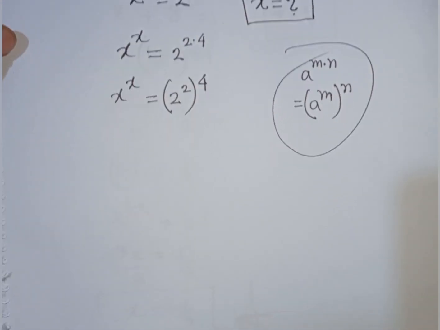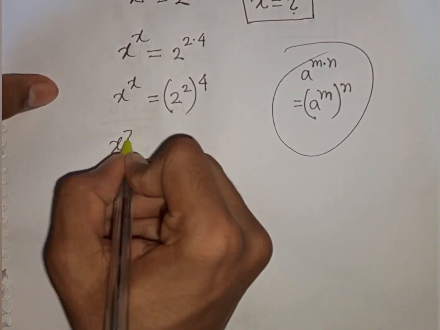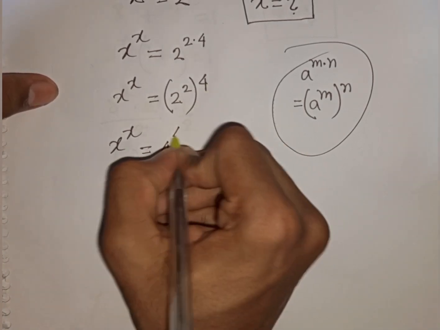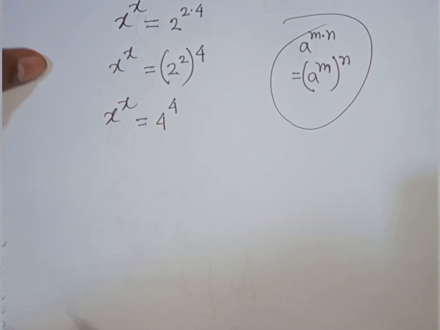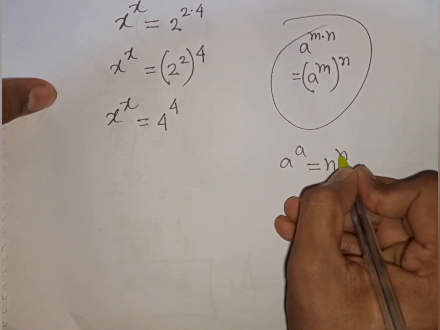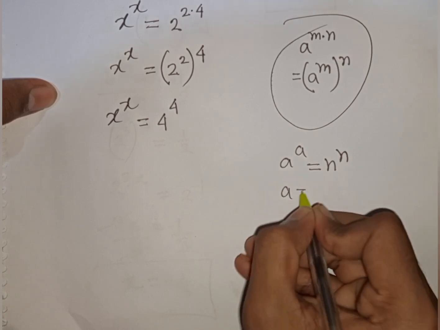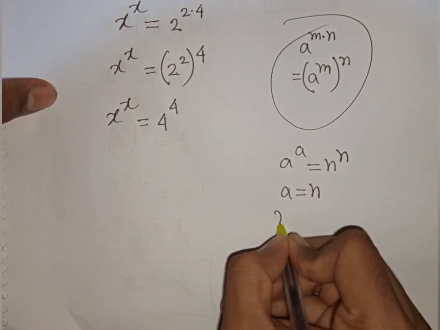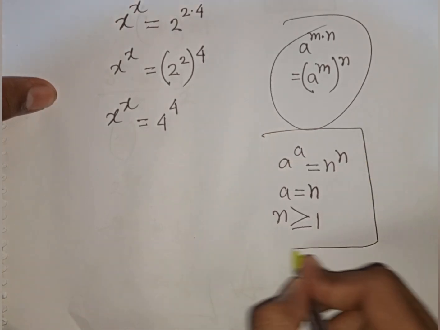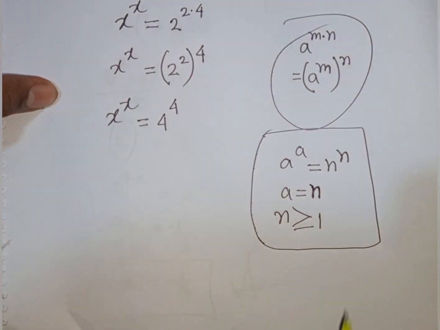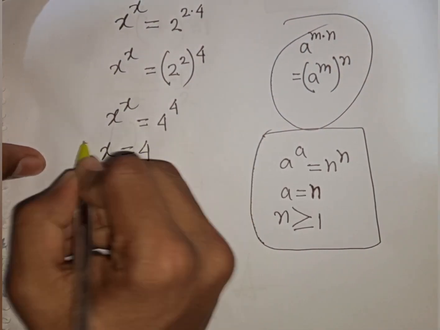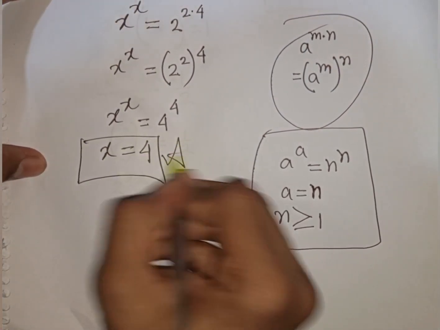Now we have x power x is equal to 2 power 2, which is the same as 4, then power of 4. Now here you can apply the rule that a power a is equal to n power n. So a will be equal to n, where n is greater than or equal to 1. So according to this rule, I can compare here. So x is equal to 4. So this is the value of x. So this is our final answer.